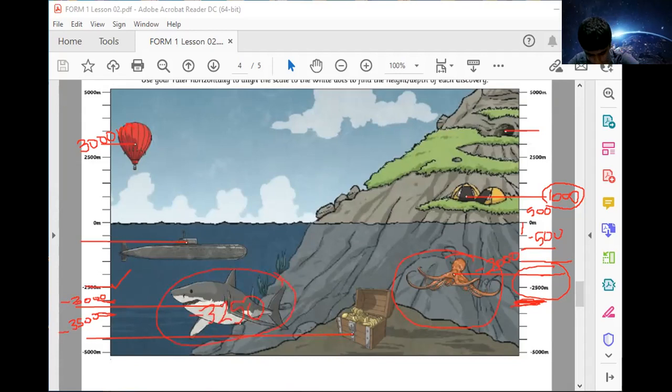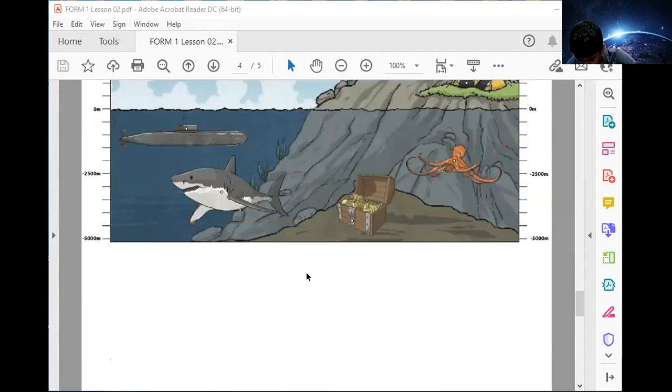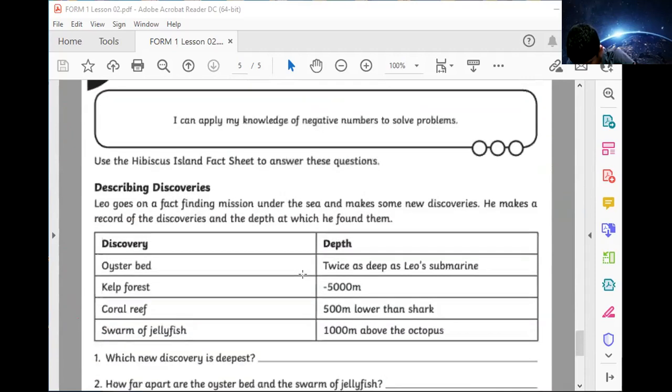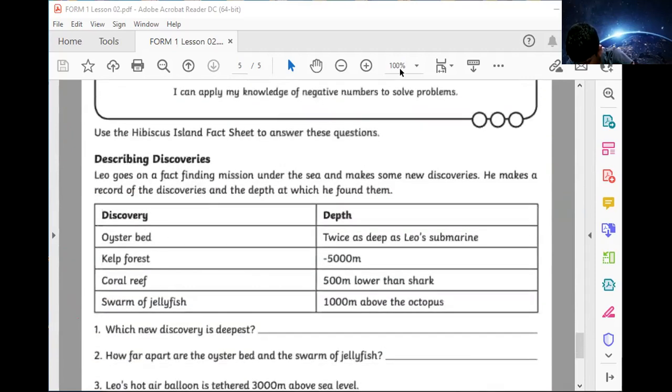Now, based on all this, I have to erase all this now. Okay. You can answer the questions. You find where is the oyster bed. It is twice as deep as the submarine. So whatever your number was for the submarine, you times 2. And you go and find that number and you put in oyster bed. How about the kelp forest? It is at negative 5,000 meters. This is very direct. Go find negative 5,000.